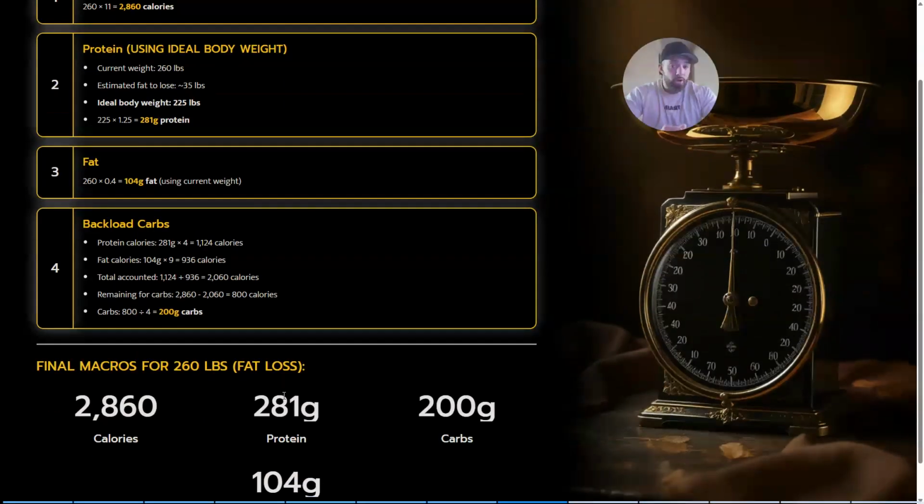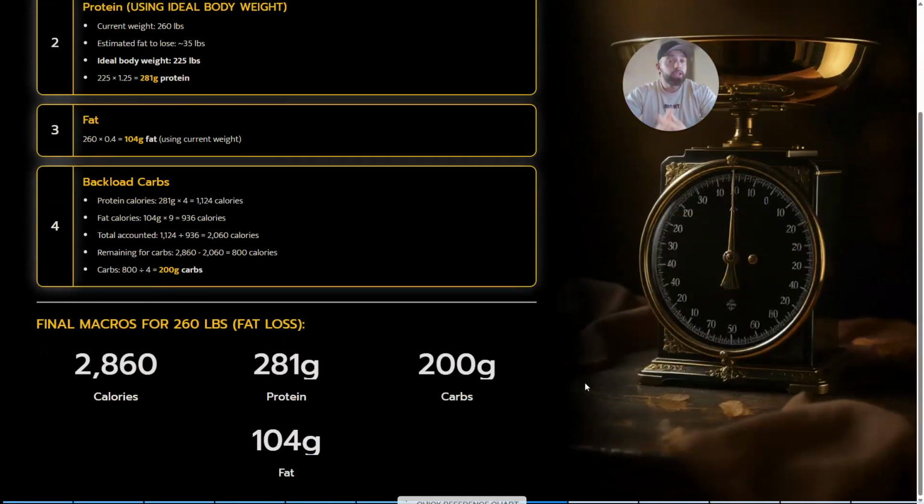200 grams of carbs. So if you're 260 pounds, looking to lose weight, and don't know where to start, 2,860 calories, 281 grams of protein, 200 carbs, and 104 grams of fat. And again, as your body weight drops, you need to readjust these. So if you're 260 and you eat at this for a week, and then you're 250 pounds, just redo the math at 250 pounds minus your protein ideal body weight. Just do the same math.